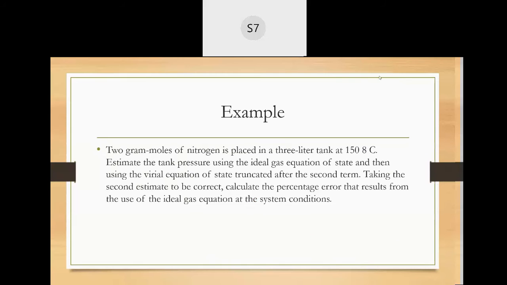For example, 2 gram mole of nitrogen is placed in a 3-liter tank at negative 150.8 degrees Celsius. Estimate the tank pressure using the ideal gas equation of state, and then using the virial equation of state truncated up to the second term, taking the second estimate to be correct. Calculate the percentage error that results from the use of the ideal gas equation at the system condition.